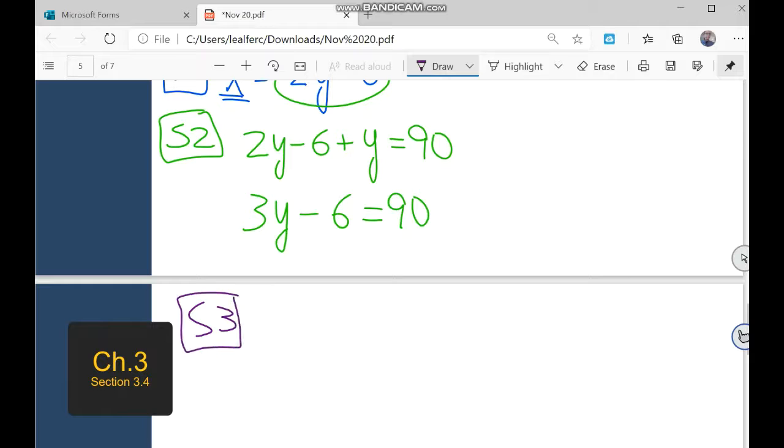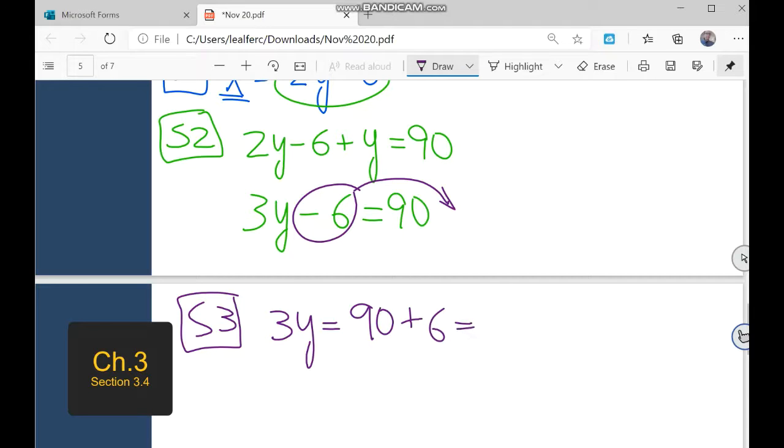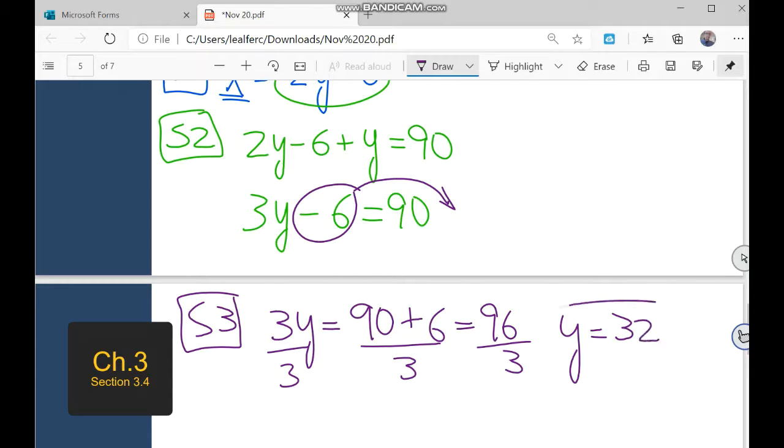Step number 3, going to move negative 6 to the other side of the equation. Then we have 3y equals 90. Negative 6 becomes positive 6, 96. Divide both sides by 3. And then you're going to find y equals 96 divided by 3, 32. Great, you found y equals 32.